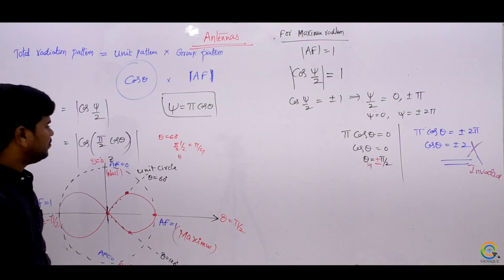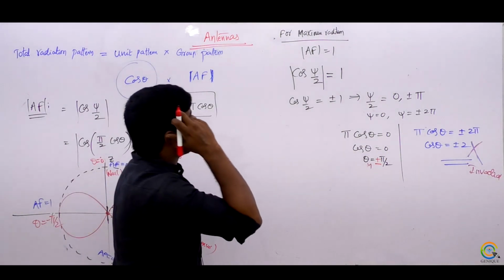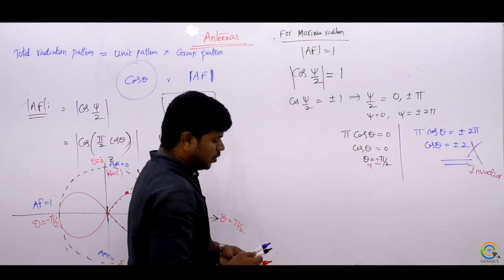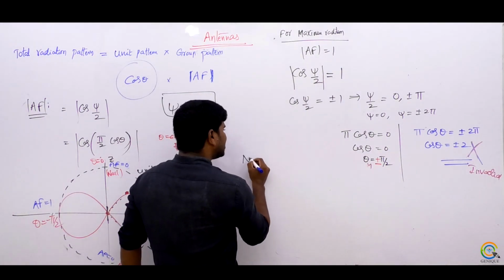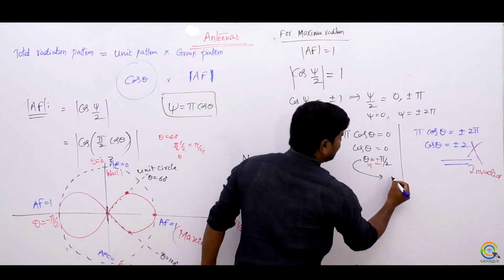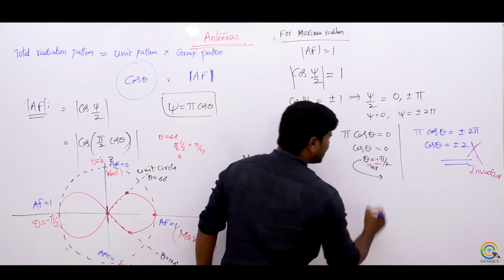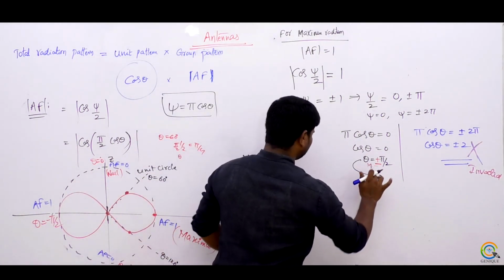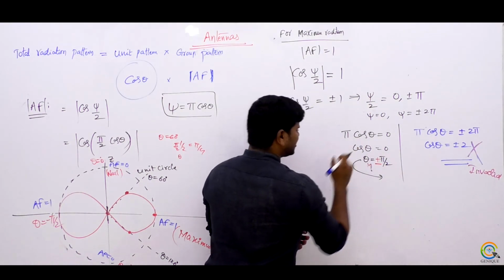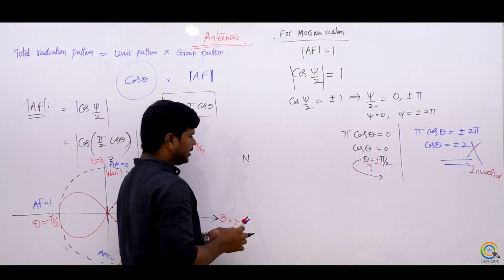These are the maximum radiation points. For maximum radiation, the array factor must be 1. These are called theta max points, and theta max points are represented with theta m. I am writing like this.